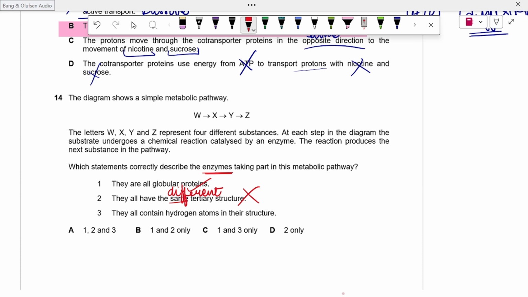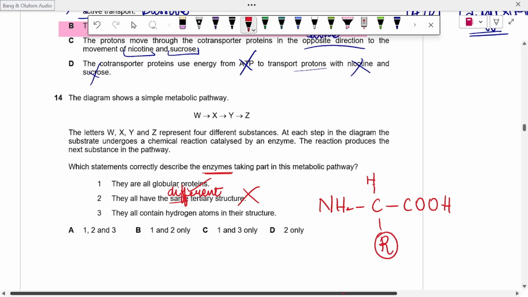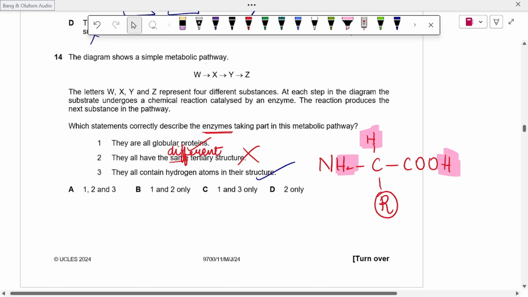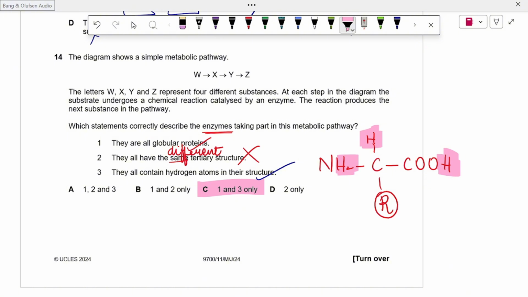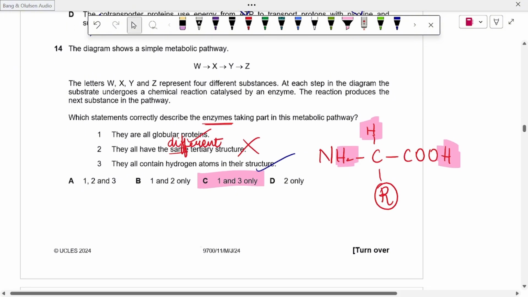अच्छा. Enzymes are made up of protein. Proteins are made up of amino acid. And amino acid का structure कैसा होता है? Amine group, carbon, carboxyl group, ऊपर hydrogen, and then there's an R group. So there is always a hydrogen atom in your protein, your enzyme. ये रहा hydrogen, ये रहा, and ये रहा. So they all contain hydrogen atom in their structure. This is true. Option 1 and 3 only. C is the correct answer. Is this clear? Okay. काफी easy paper बना है.